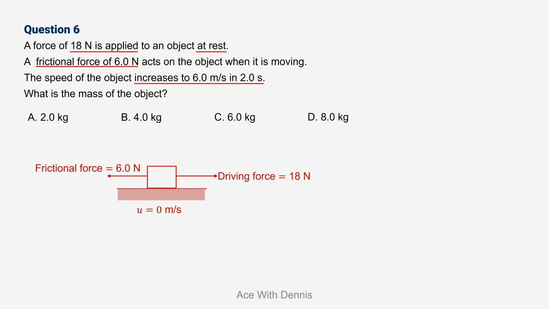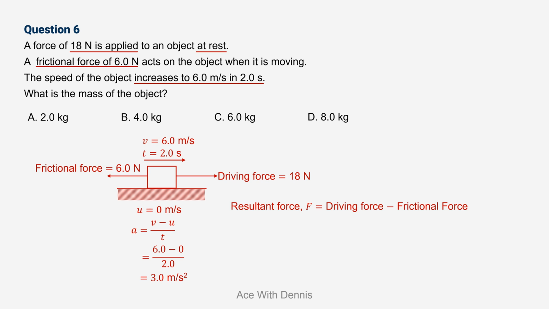Now the next sentence says the speed increases to 6.0 meters per second in 2.0 seconds. Which means now the final speed v will be 6.0 meters per second after time 2.0 seconds. Based on this information, we can calculate the acceleration a equals v minus u over t. Then you substitute the values, which we have 6.0 minus 0 divided by 2 seconds, and the acceleration is 3.0 meters per second squared.